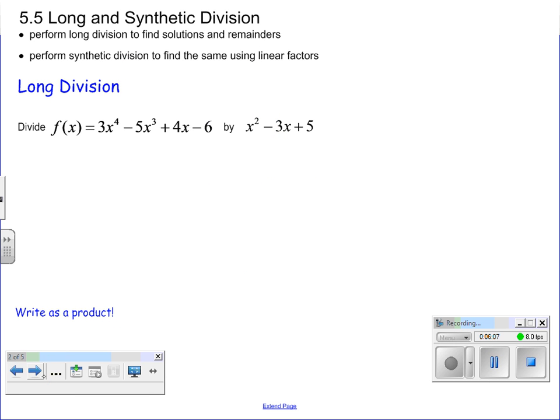So let's take a look here at this example. So here we have 3 terms. So I'm going to do this exact same setup. I'm going to start with 3x to the 4th minus 5x cubed. Just going to write this down.